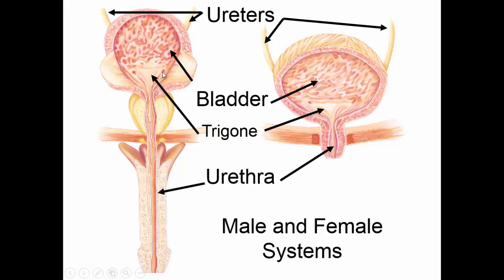The area where the ureters enter the bladder and the urethra leaves the bladder leaves a small triangular area that's known as the trigone. This area is smooth. Most of the rest of the bladder has little folds in it so that it can be stretchy, but this area is smooth. The trigone is the first area to fill in the urinary bladder.